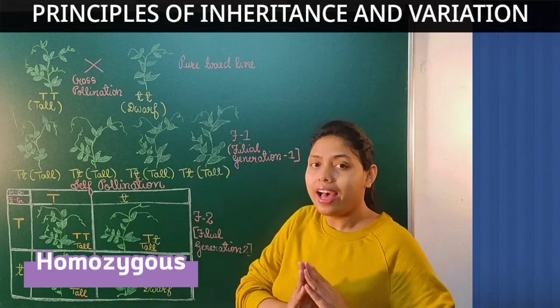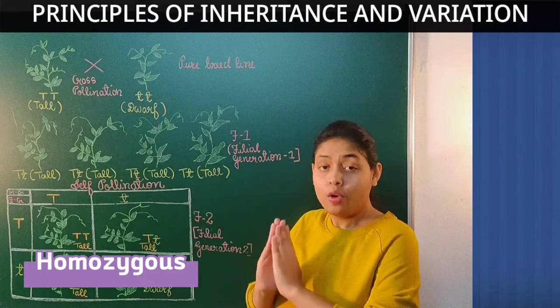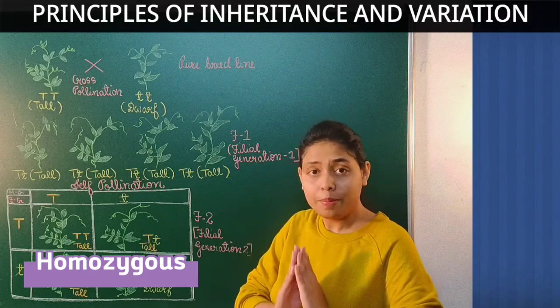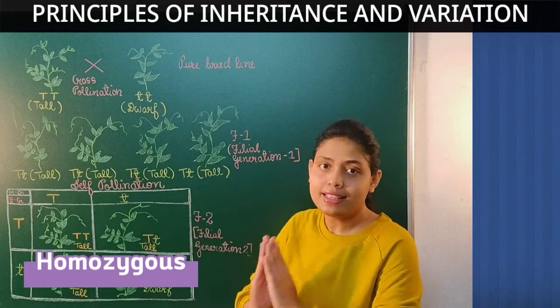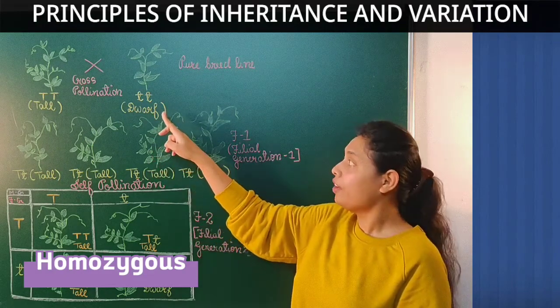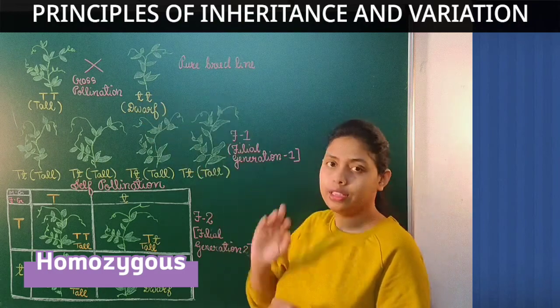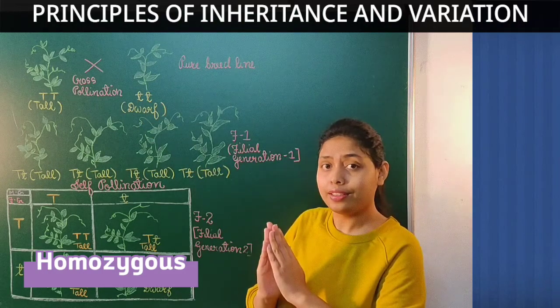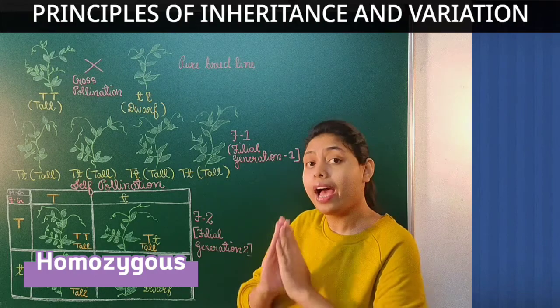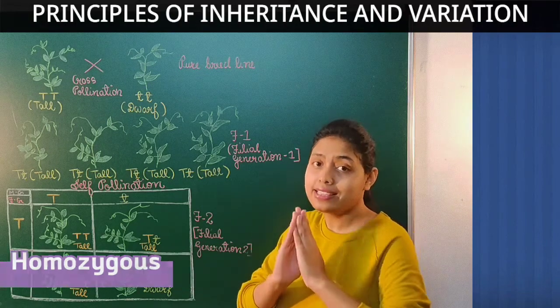We can say that the tall plant has homozygous alleles. Whenever I say homozygous, that means both the alleles will be identical. The other plant, the dwarf plant, also has identical alleles. Can you see it over here? Small t and small t. Both are identical to each other. This type of allele is known as homozygous. Even the dwarf plant has homozygous alleles.